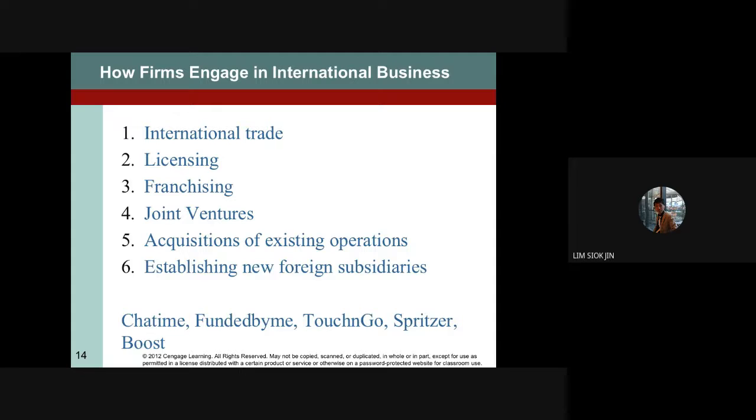How do companies engage in international business? 1-6. International trade, licensing, franchising, JV, joint venture, acquisition of existing operation, or establishing new foreign subsidiaries. Okay, so if you look at the bottom, several companies, Chagee, Touch 'n Go, Spritzer, Boost. Okay, these are just offhand what I can think of. These companies do try to engage in foreign or international business.